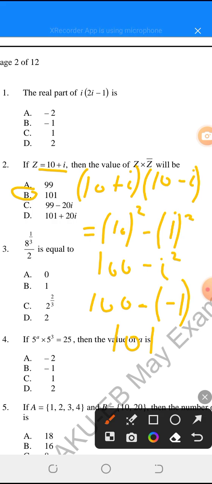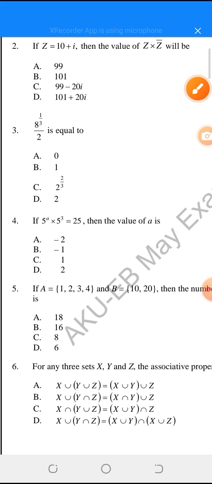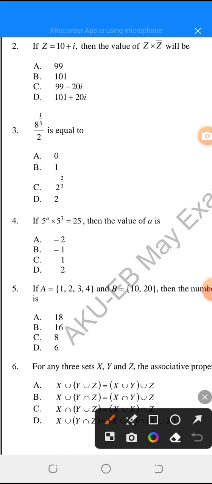Moving towards the next MCQ number 3. 8 to the power 1 over 3 over 2 is equal to. So you are already aware that you can write 8 in the form 2 power 3. If you ask how, so just take out the LCM of 8. The least common multiple of 8, prime factorization of 8, you will get 2 power 3.